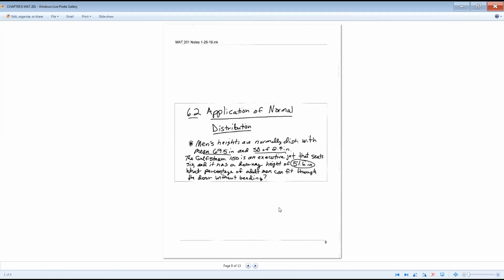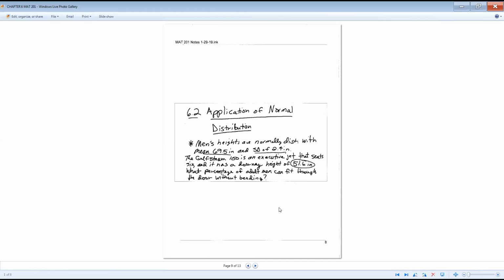All right, so let's look at the application of these men's heights, which are normally distributed, with a mean of 69.5 inches and standard deviation of 2.4 inches. It says the Gulfstream 100 is an executive jet that seats 6 and it has a doorway of 51.6 inches. What percentage of adult men can fit through the door without bending?